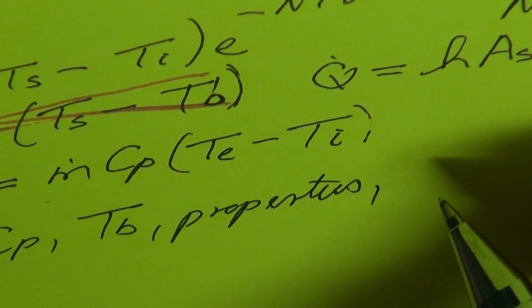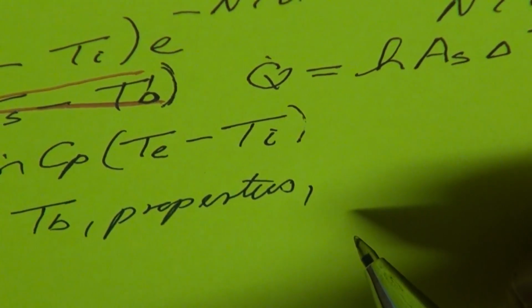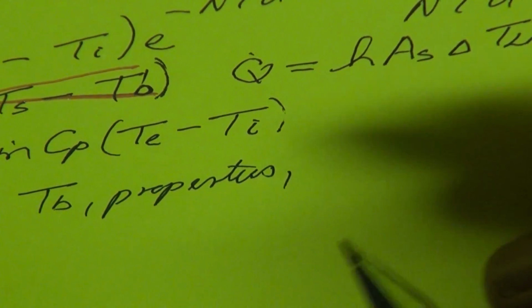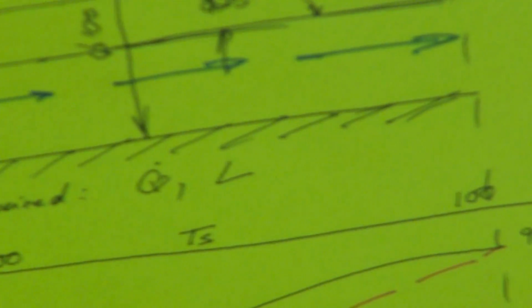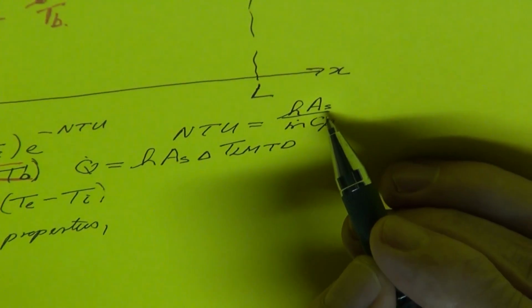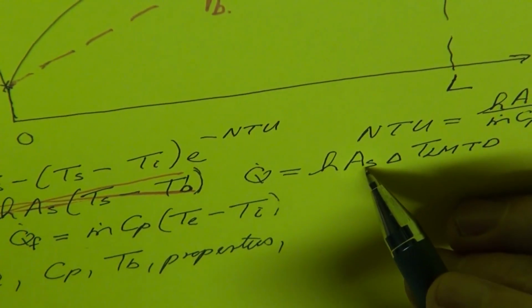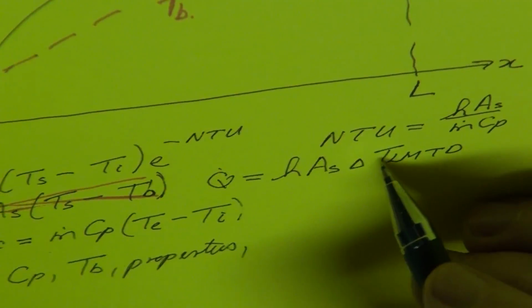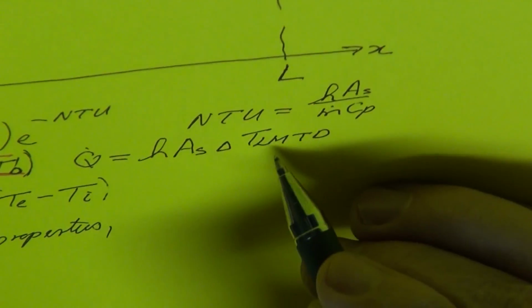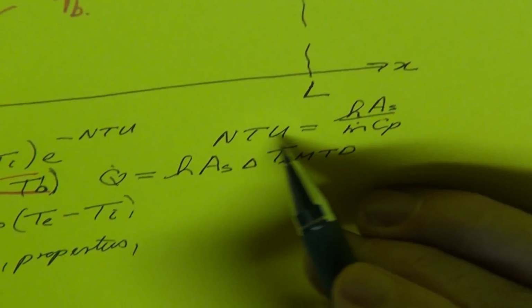Okay, so we need the bulk temperature, we need the properties, and then to get the length L, we can get it from the surface area. So if we calculate the surface area, then we can get it. So we see that we will have to follow it by calculating either the LMTD or calculating the NTUs.